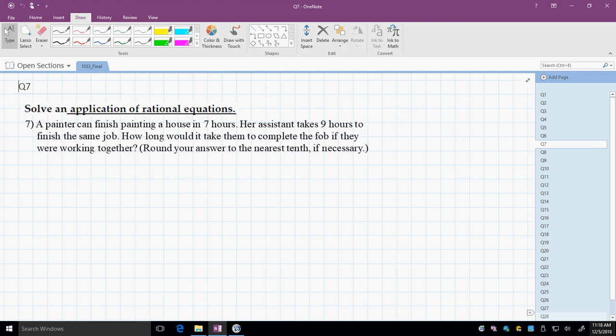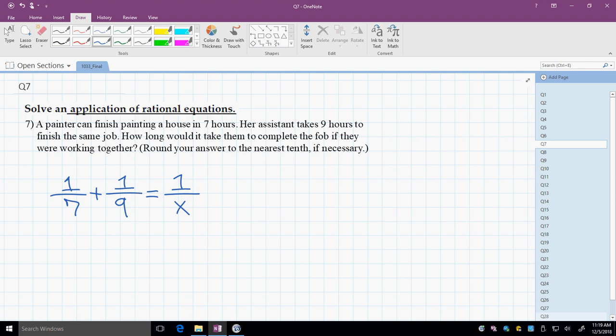Every time you have a problem like this, they can say painting, fixing a car, mowing the lawn, and stuff like that. Always remember the setup is going to be the same. They're going to change numbers and the type of job. So if one can finish one job in 7 hours, plus the other does the same job, one job in 9 hours, together we're going to figure out how long it would take. That one job equals the time on the bottom, that's what we're looking for, x.